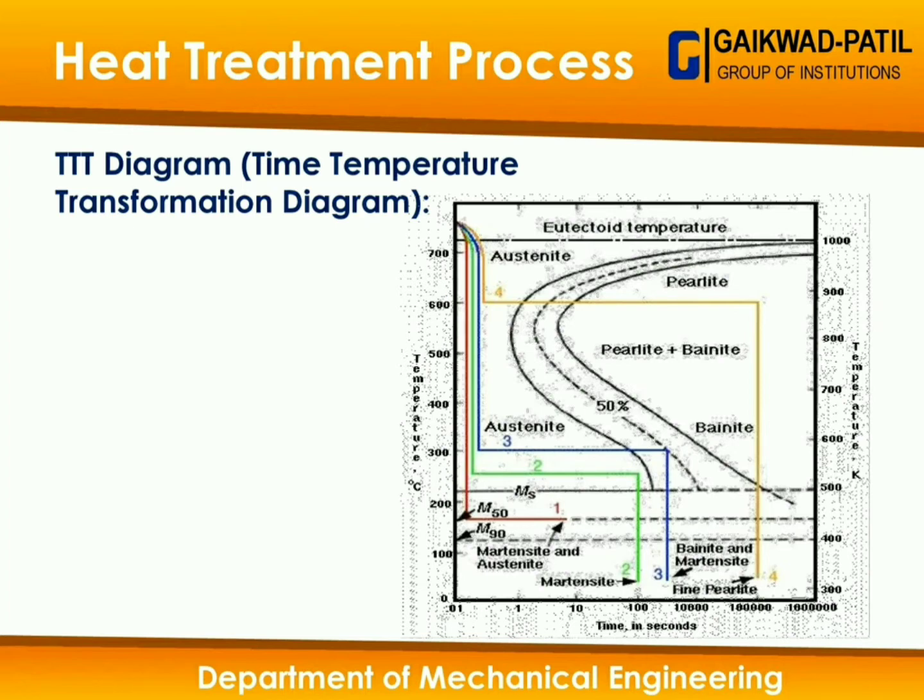So let's see how this transformation takes place. The x-axis indicates the time, and the y-axes indicate the temperature. One is degree centigrade and another is degree Kelvin, right? So here the gamma austenite is there. When we see a brown line, that is the system where the gamma austenite is transformed into pearlite.